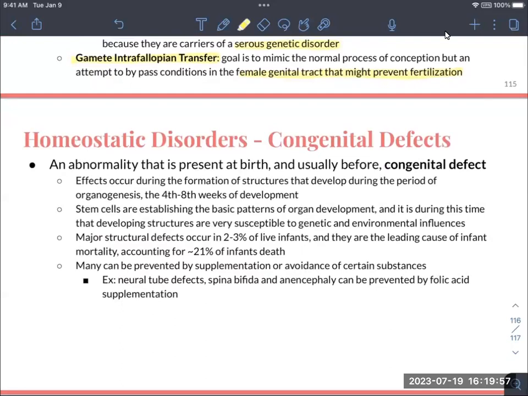There are a lot of abnormalities that can be present at birth, and they're usually some sort of congenital defects. They occur during the formation of different structures, the 4th to 8th week of development, when stem cells establish organ development. Structural defects occur in about 2 to 3% of live infants, and they're the leading cause of infant mortality. 21% of infant deaths are because of structural defects. Some can be prevented by supplementation and avoidance of certain substances, such as neural tube defects, spina bifida, anencephaly, by giving folic acid supplementation to the mother.